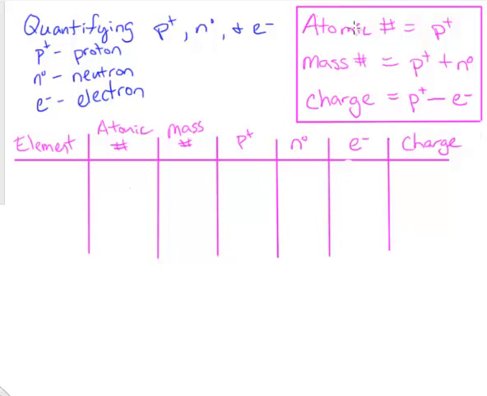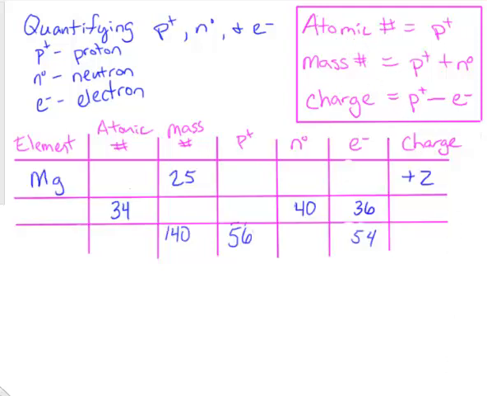Atomic number is going to tell us the number of protons. The mass number is going to be equivalent to the protons plus the number of neutrons. And finally, the charge is equivalent to the protons minus the number of electrons. So let's look at some examples. These are the examples that we're going to look at.